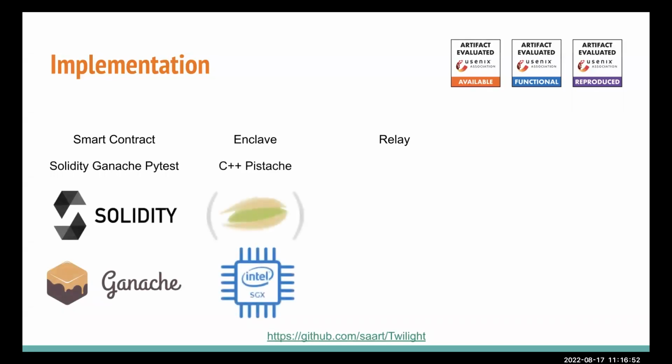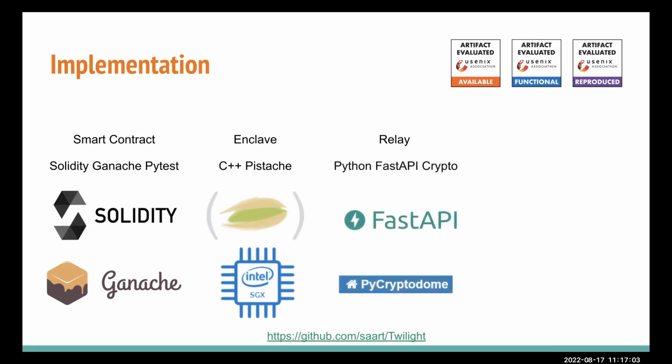The enclave itself was written in C++ because we wanted to write it on a real SGX. And we used Pistache in order to communicate with the relay. And the relay itself was written in Python using FastAPI in order to communicate between one another, and PyCryptodome in order to execute cryptographic operations at C level in a fast way.